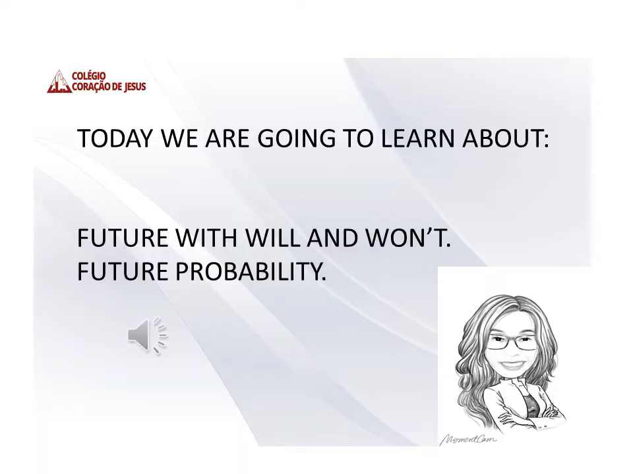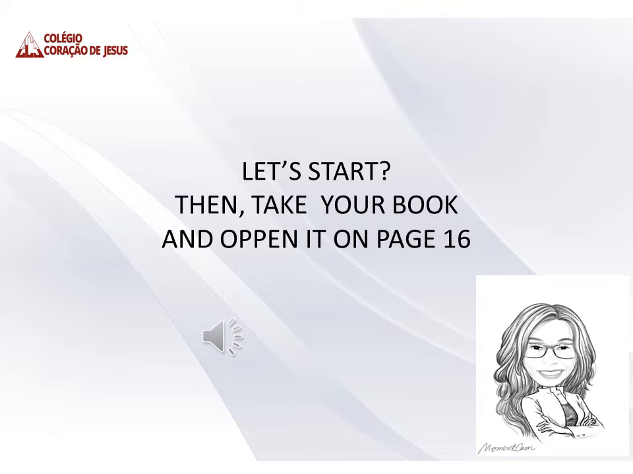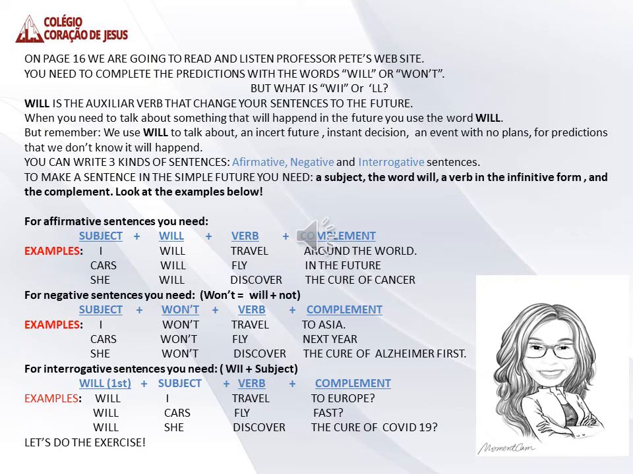Today, we are going to learn about future with will and won't, and future with probability. Let's start. Then, take your book and open it on page 16. On page 16, we are going to read and listen to Professor Pete's website. You need to complete the predictions with the words will or won't.